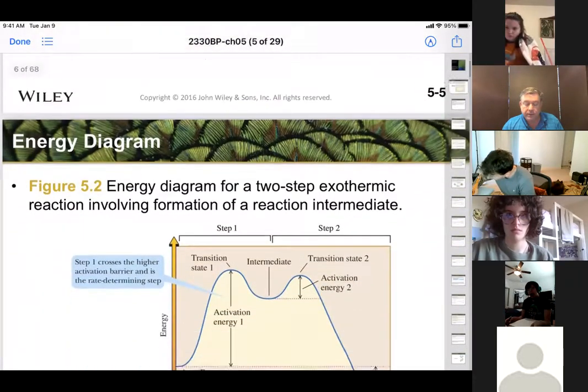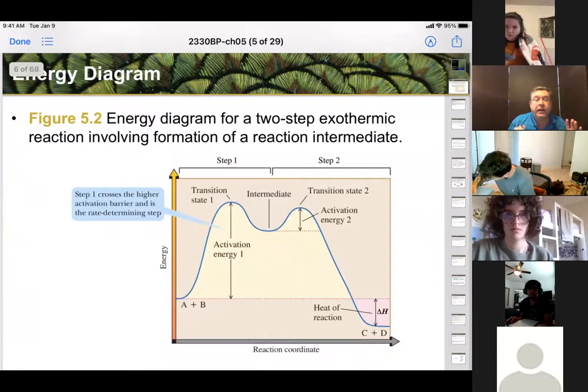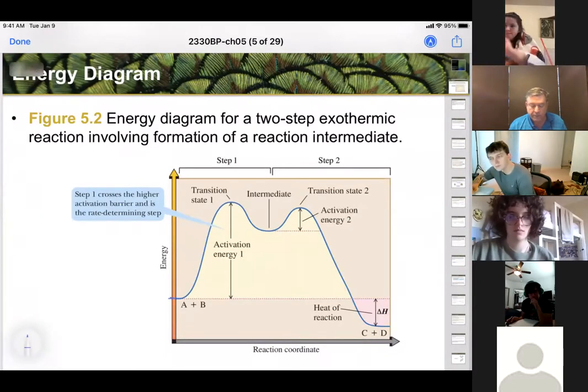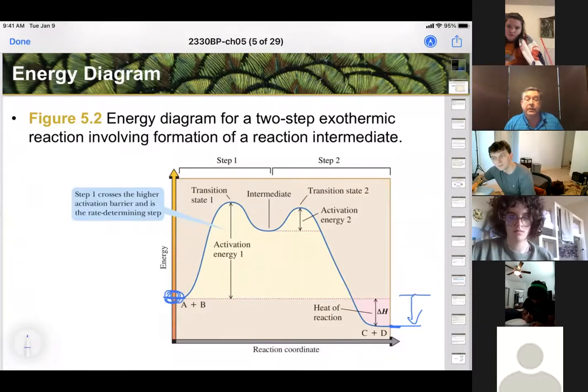So let's look at this one and see if we can identify everything that's happening here. Okay, so the first thing we want to do is look at this beginning of the reaction. We have our starting materials here, and we have our products here, okay? Our products are below our starting materials, which means we have an exothermic reaction, and we know that we're going to get to here. All right, wait a minute, there's more than one hump here, okay?